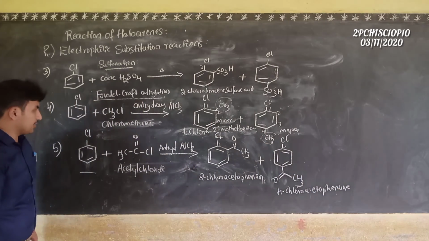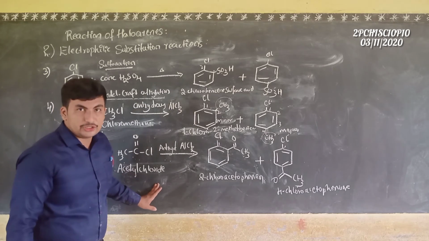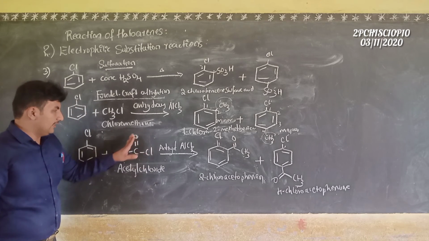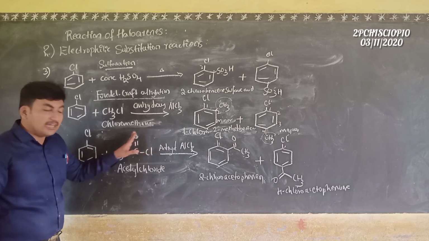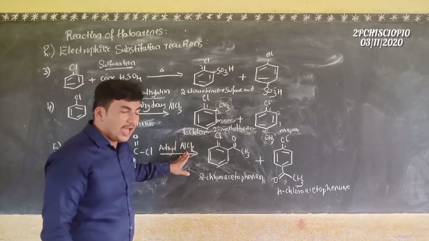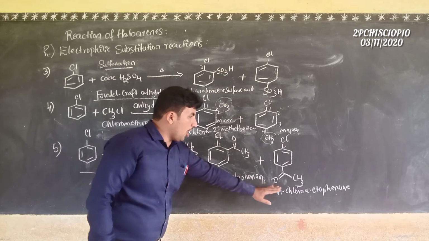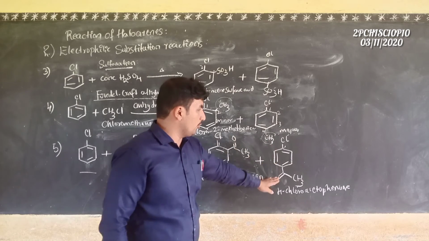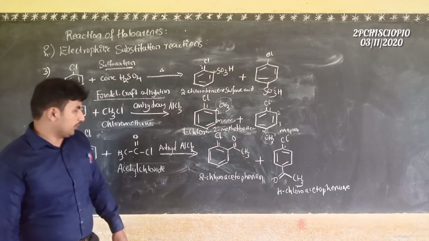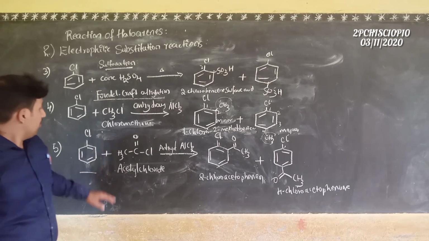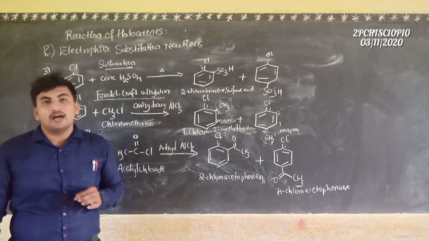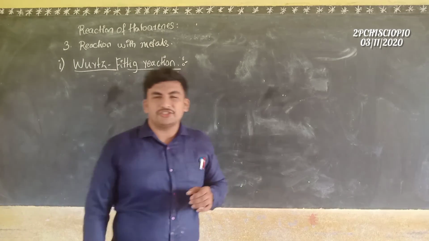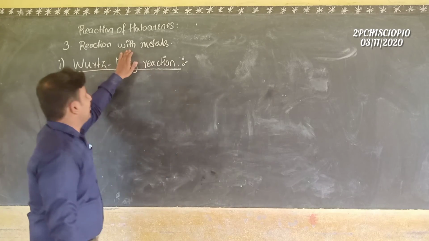What is the name of this reaction? It is Friedel-Crafts acylation reaction. This C double bond O Cl is the acyl group, and in the presence of anhydrous aluminium chloride, a mixture of two products is obtained. One is at the ortho position with respect to chlorine, and one more is at the para position with respect to chlorine. These are the five electrophilic substitution reactions of haloarenes. The last topic of this chapter is the reaction with metals.